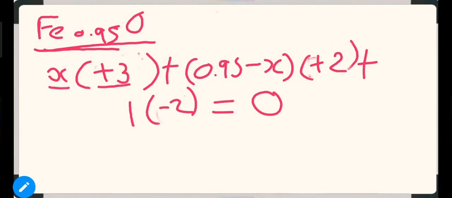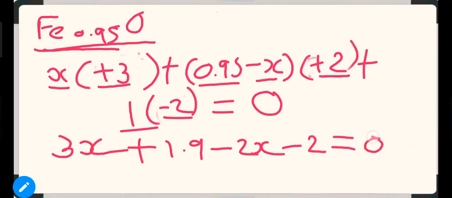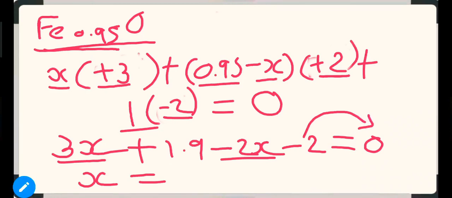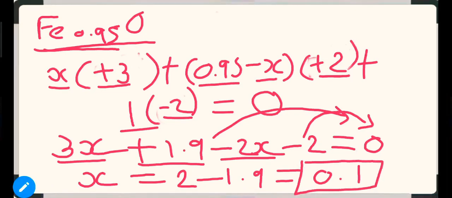So x into 3, that means 3x, plus 0.95 multiplied by 2, 1.9, minus x multiplied by 2, minus 2x, minus 2 multiplied by 1, minus 2, is equal to 0. So 3x minus 2x is equal to x. Now minus 2 on the right hand side means plus 2, and plus 1.9 on the right hand side means minus 1.9. So x is equal to 0.1 for the given example. So the value of x is equal to 0.1.